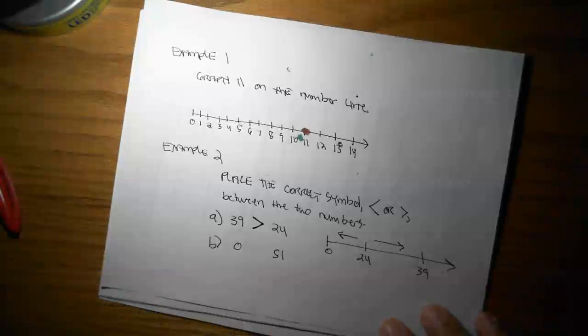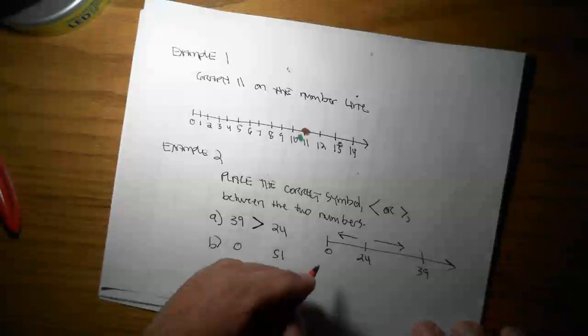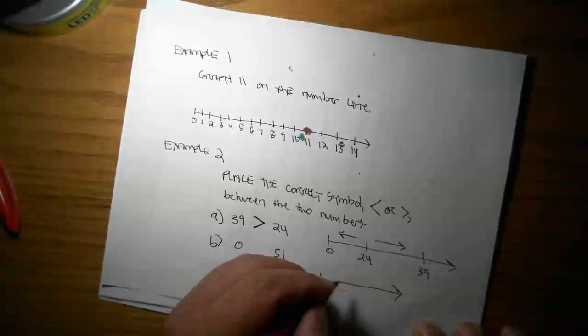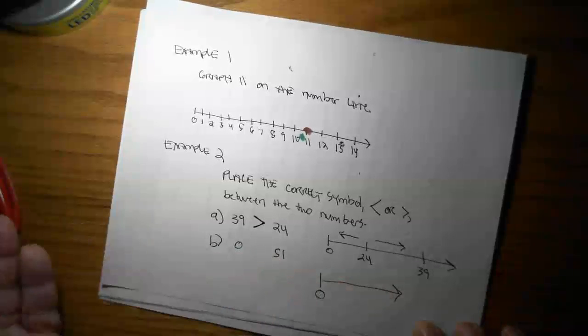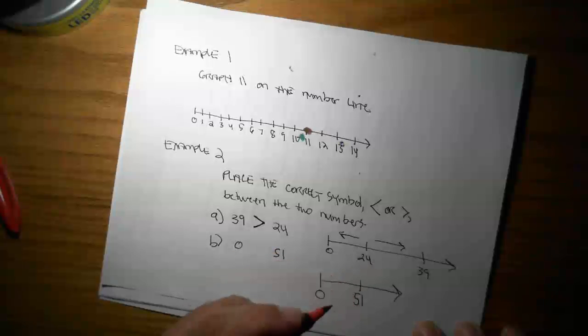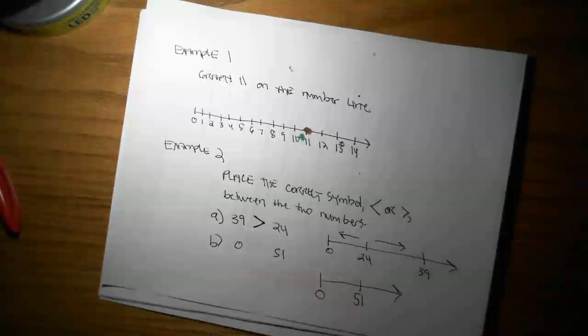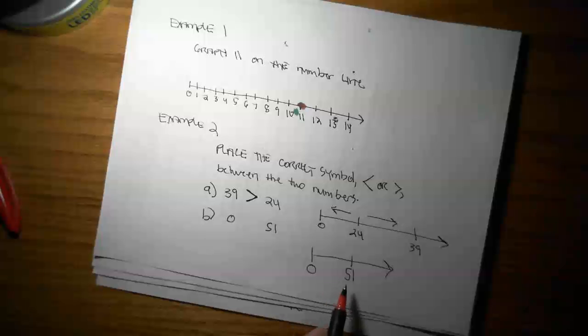What is the order relation between 0 and 51? Let's do the same thing. We have a number line, we have 0. And if we keep counting, we're eventually going to get to 51. So is 51 to the right or to the left of 0? 51 is to the right of 0.